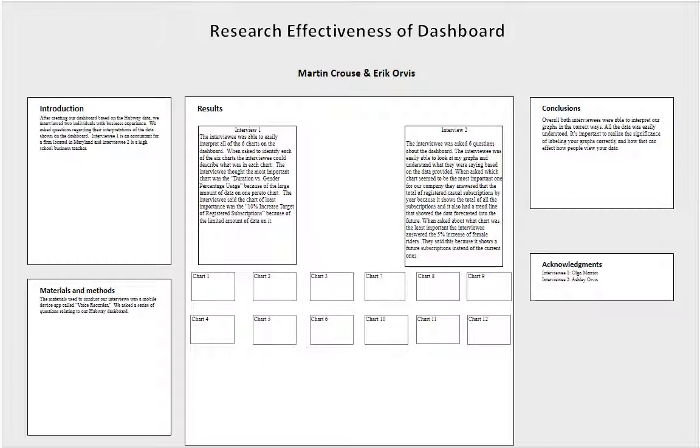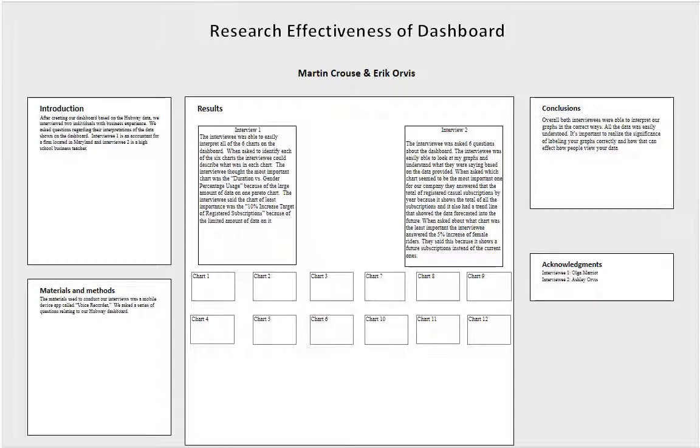Interviewee 1 is an accountant for a firm located in Maryland, and her name was Olga Marriott. And with her results, the interviewee was easily able to interpret all the 6 charts on the dashboard. When asked to identify each of the 6 charts, the interviewee could describe what was in each chart.